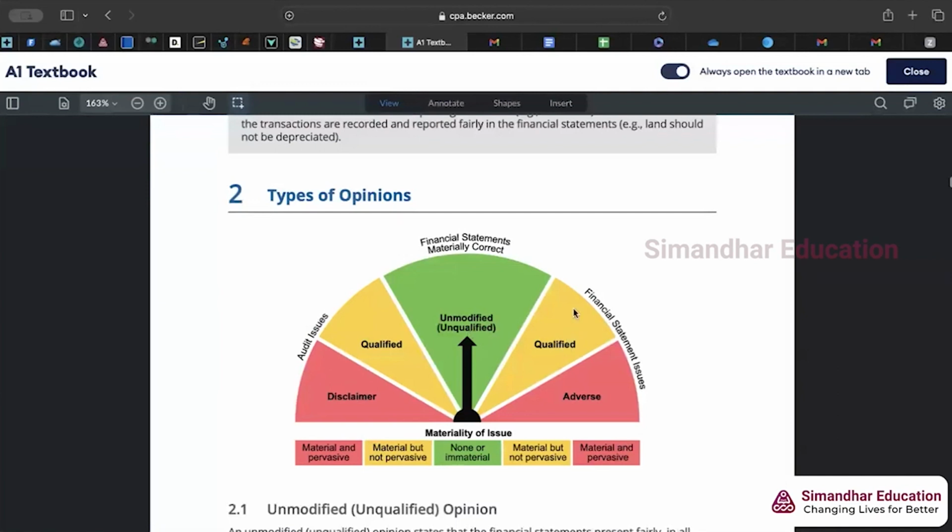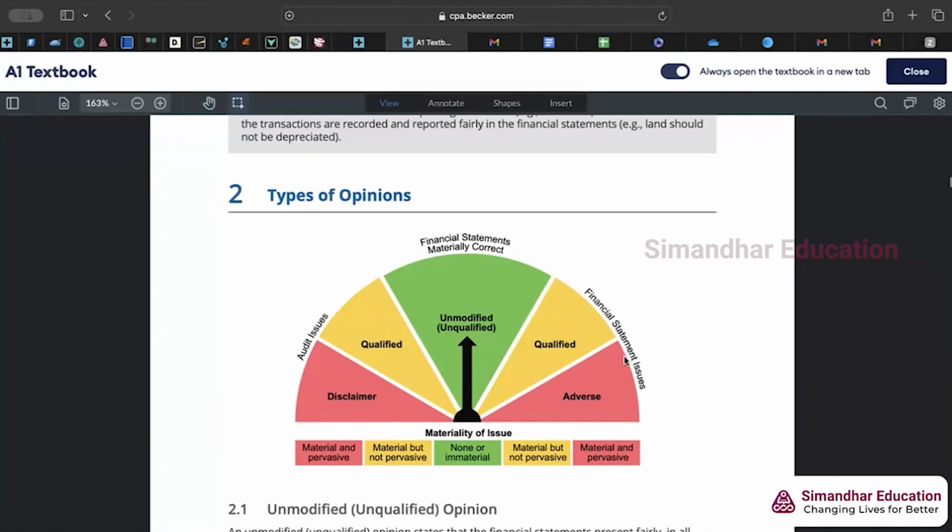If it is a financial statement issue, that means if you have a GAAP related issue, for example accounting estimates made by the management are not appropriate, it is a GAAP issue. If you are not able to audit the accounting estimates made by the management, then it is an audit issue.